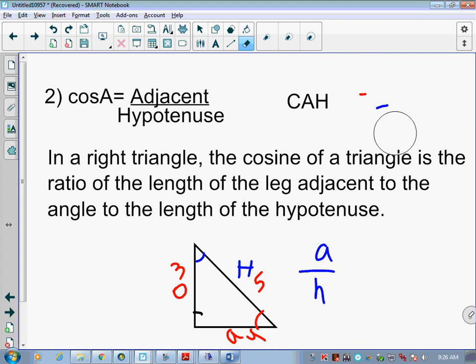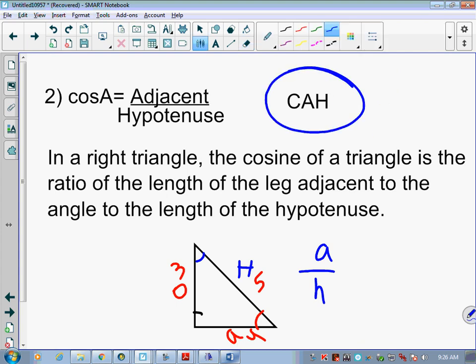All right. And my mnemonic there is CAH. Cosine equals adjacent over hypotenuse. So if I ask you what is cosine, you're going to say adjacent over hypotenuse. Okay, now you already know what hypotenuse is. What is cosine? Class? Okay.